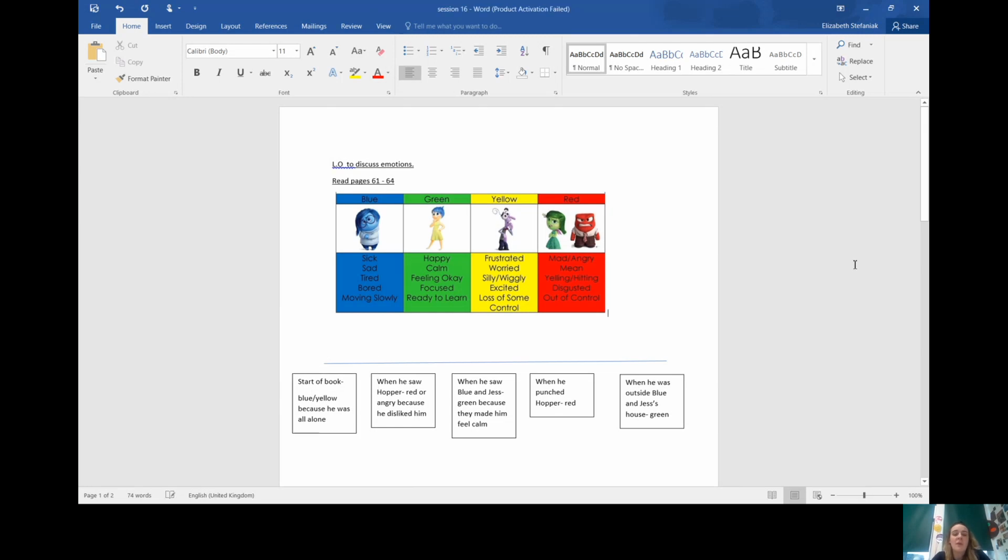So hopefully that's modelled your task really well, to create a timeline of the emotions felt by the Savage. I'll also upload a help sheet onto Seesaw. Good luck, and I can't wait to see your work uploaded.